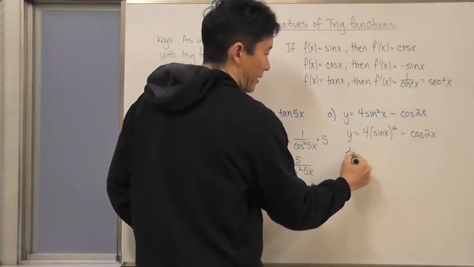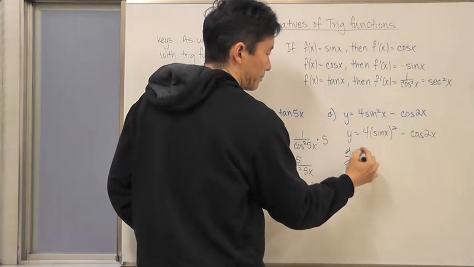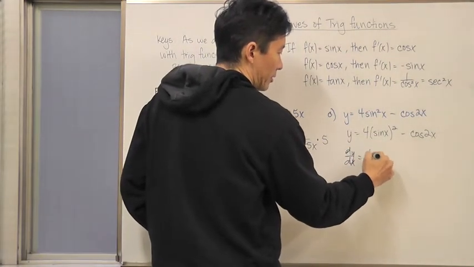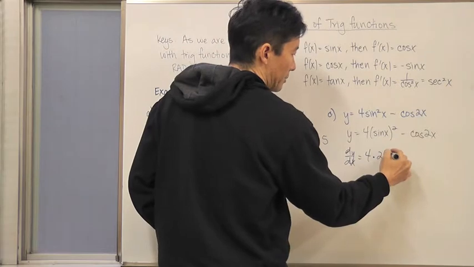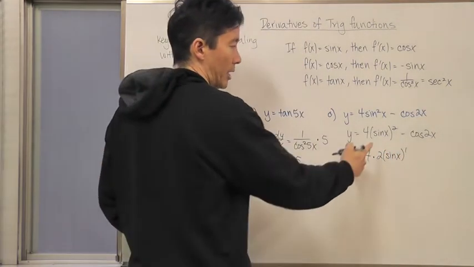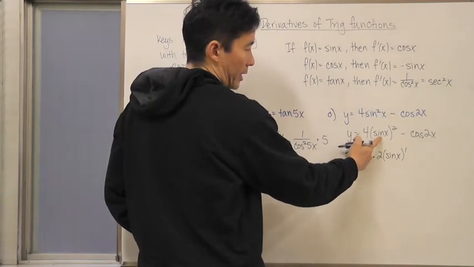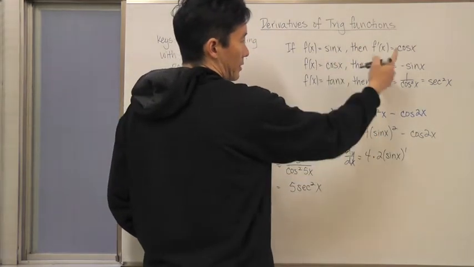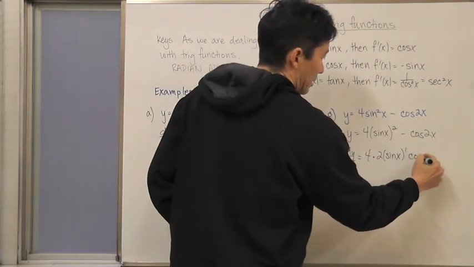So we have dy/dx is going to be equal to 4 times 2 times the sine of x to the first power, that's the power rule, times the derivative of the sine of x. Now the derivative of the sine of x was cosine of x. Okay.